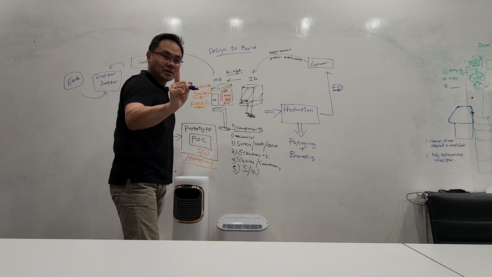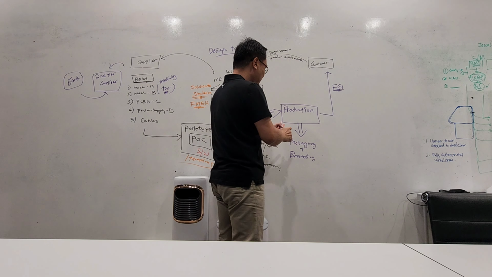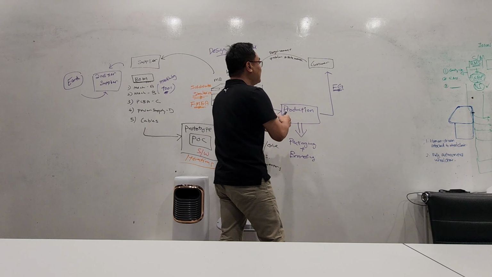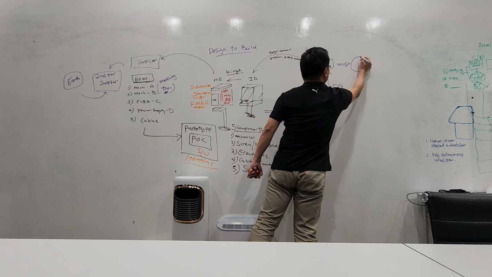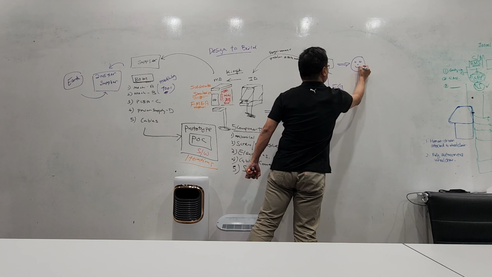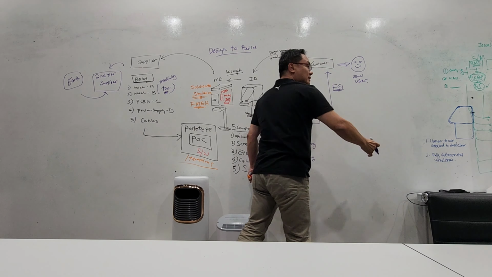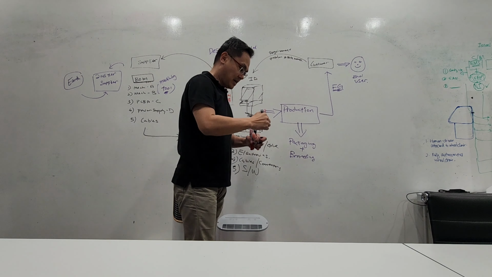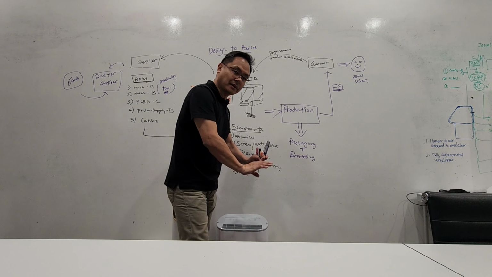Now the customer is still not the final. Who is the final? The final is you and me. I actually drew a smiling face, which is the end user. For this case, the kiosk and the end user is our customer, which is in the government sector. They are the final one, the end user.